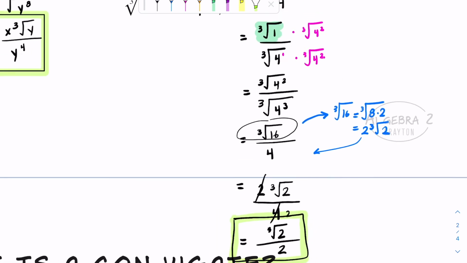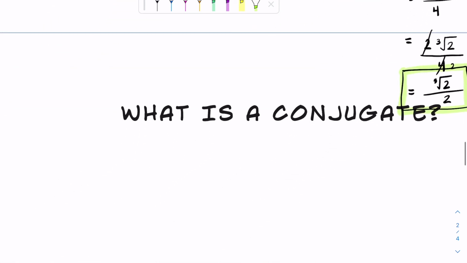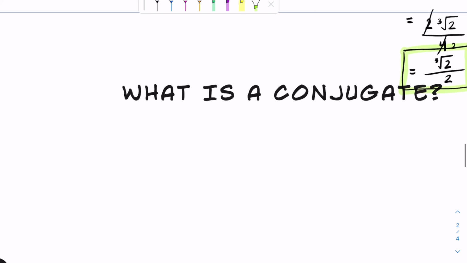Next, we need to talk about the conjugate. So what is a conjugate before we even start these examples? So the conjugate is where we change the sign in the middle of the two terms.